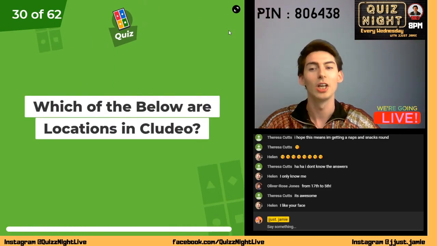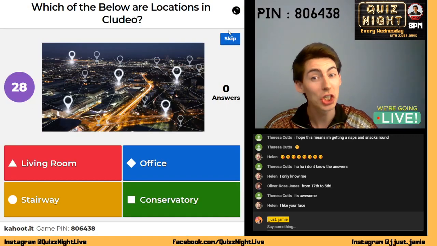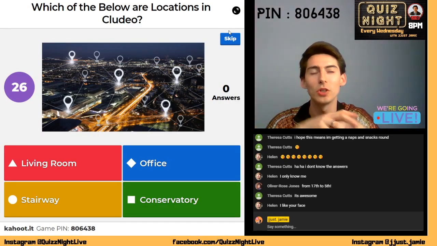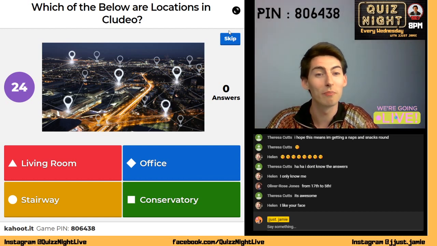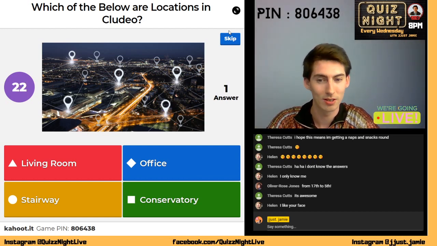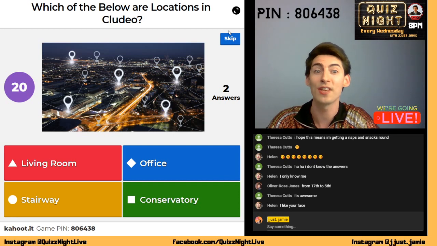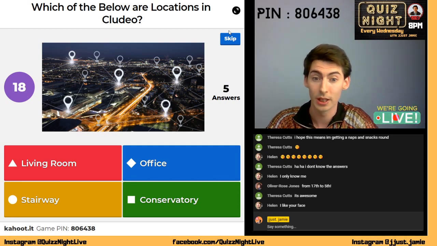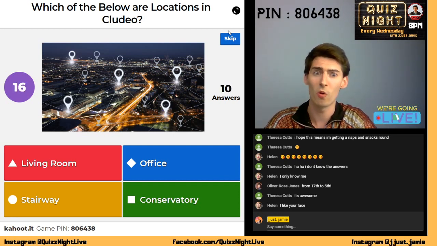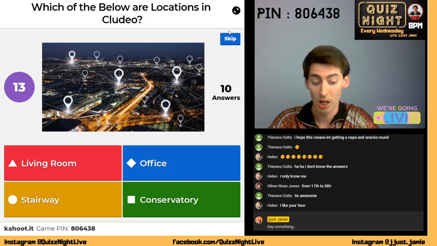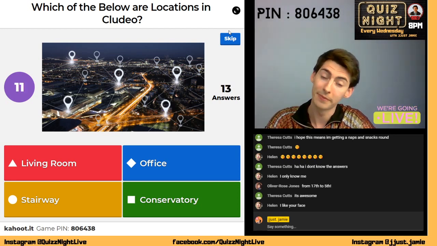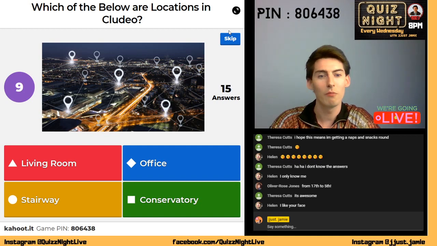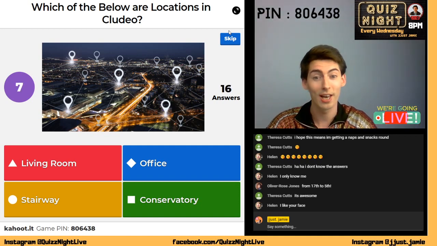Which of the below are locations in Cluedo? The board game Cluedo. Which of the below are locations? Now think about how they're spelt on the board. Because if you pick a room that's not spelt in the same way it's spelt on the board, you won't get any points here. How many points is this question worth? Does anyone know the answer?